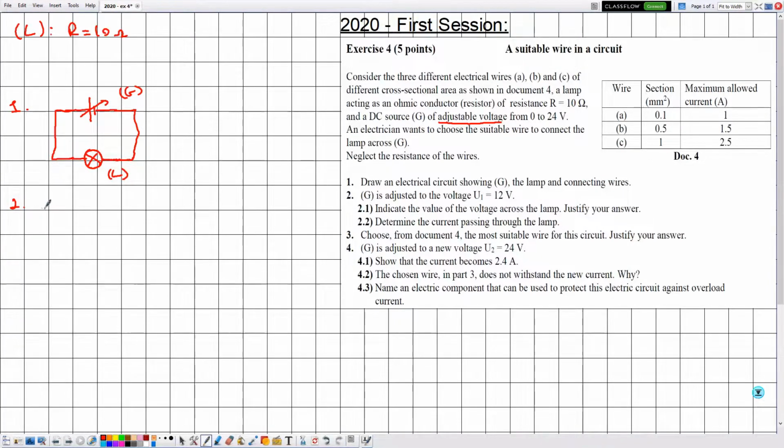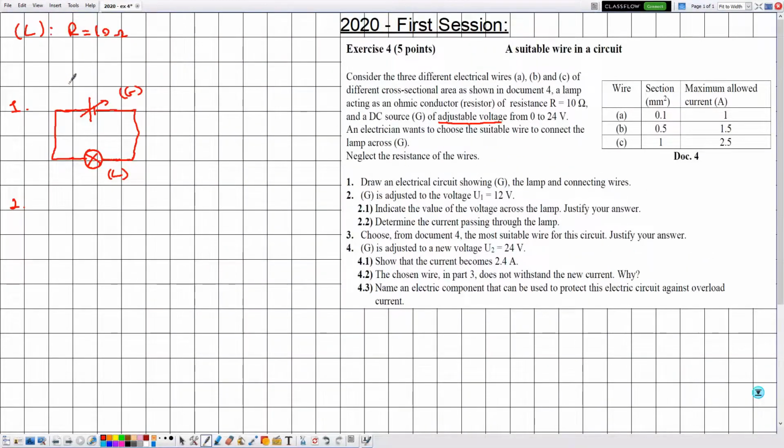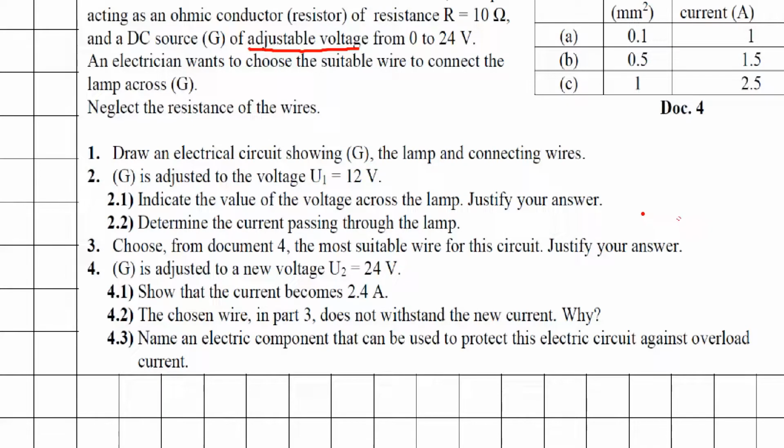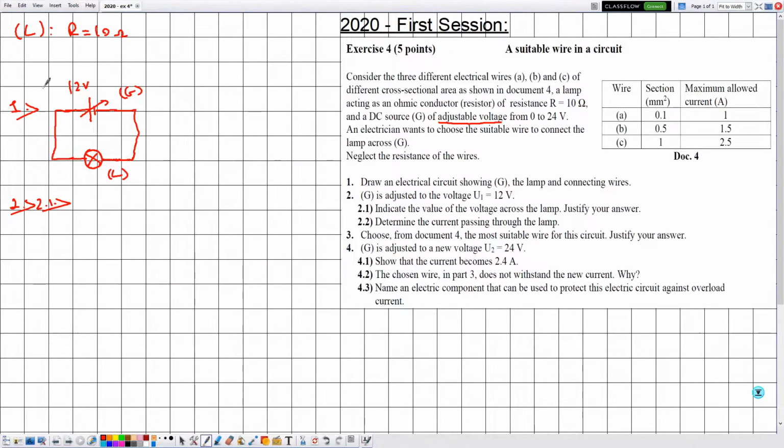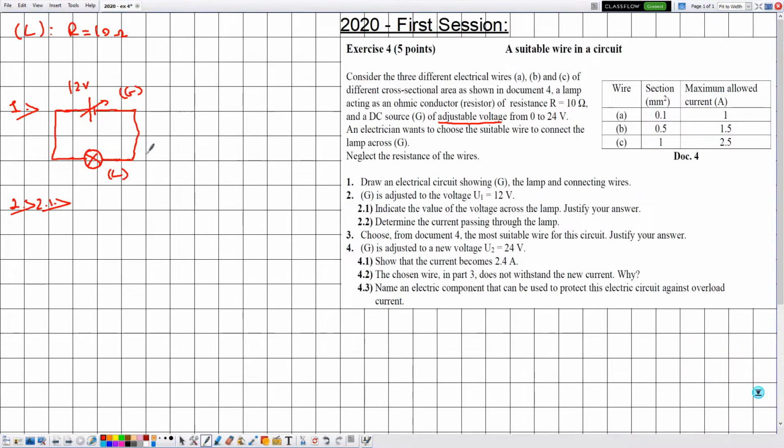And number 2, they are telling us G is adjusted to the voltage U1 equal to 12 volts. Let me place this here. It's always a good habit to write the voltages on the electric circuit. Now in 2.1, they are telling us to indicate the value of the voltage across the lamp and justify your answer. Notice that the lamp is the only component in the circuit and it's in parallel with the generator. For this reason, if this is 12 volts, then this is going to be 12.